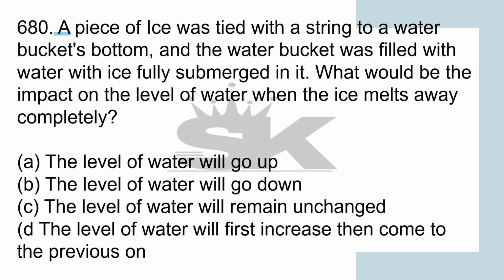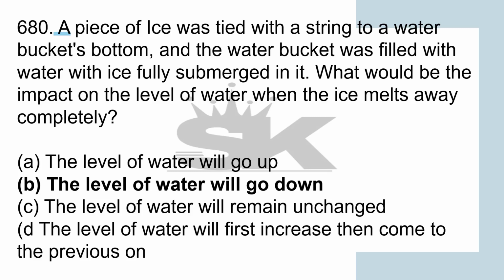A piece of ice was tied with a string to a water bucket's bottom, and the bucket was filled with water with the ice fully submerged in it. What would be the impact on the level of water when the ice melts away completely? So here the answer is the level of water will go down. What is the reason behind it? You can see image A is completely submerged and image B is ice cube floating. We'll compare both.